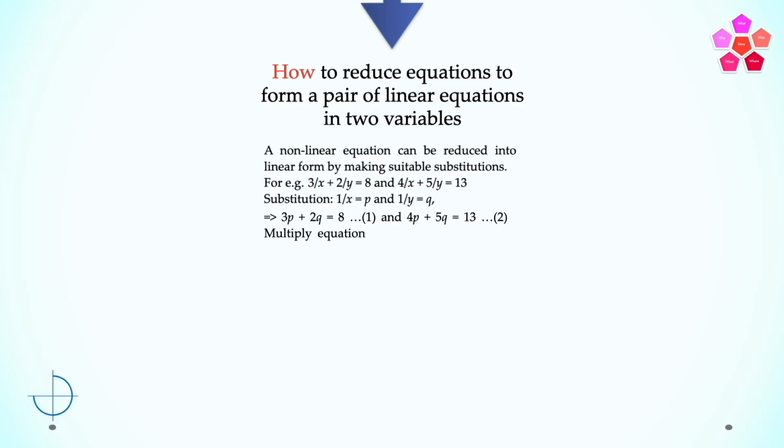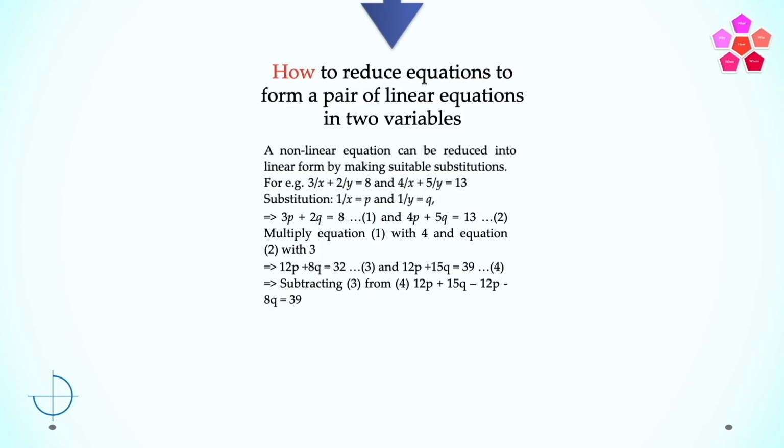Now let's multiply equation 1 with 4 and equation 2 with 3. We get 12p plus 8q is equal to 32, which forms our equation 3, and we get 12p plus 15q is equal to 39, which forms our equation 4. Subtracting equation 3 from 4, we get 12p plus 15q minus 12p minus 8q is equal to 39 minus 32, which in turn gives us 7q is equal to 7, which implies that q is equal to 1, and finally when we substitute the value of q, we get p is equal to 2.